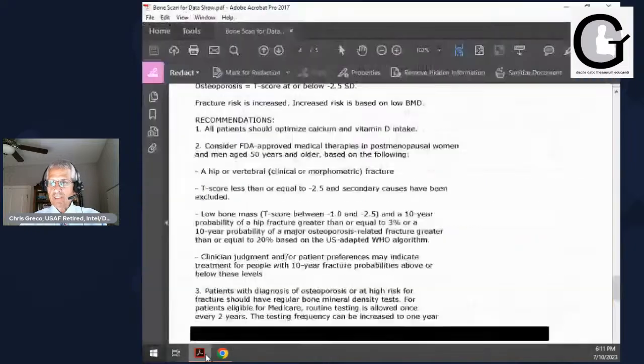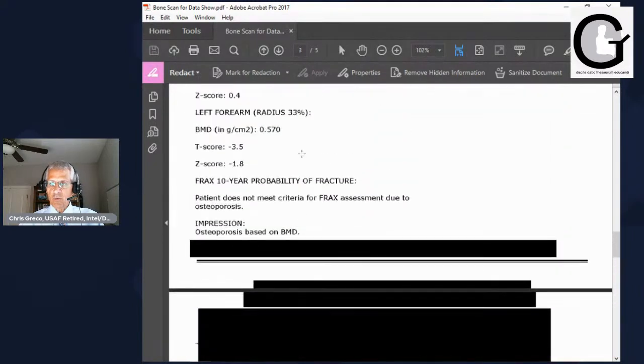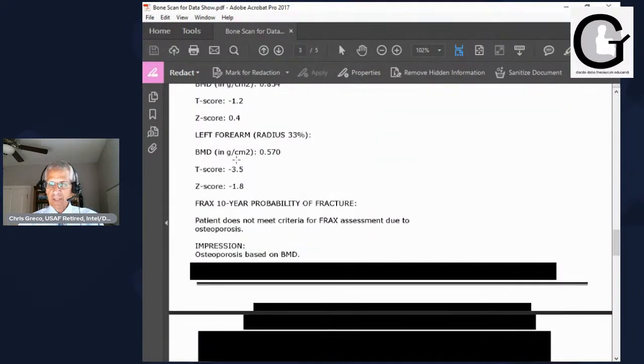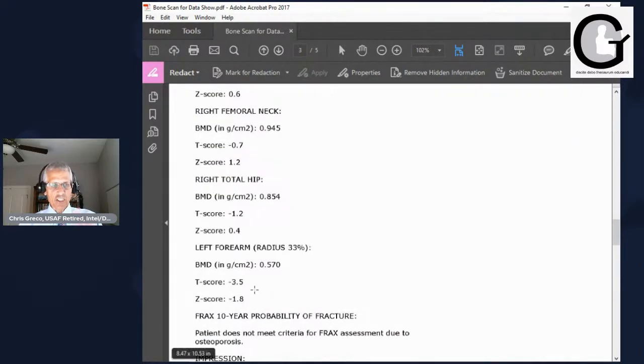So what they did in this one right here, they took the lowest BMD T score, which was this one right here. And from that, they diagnosed osteoporosis. Not from these other ones, because the other ones did not show osteoporosis. It showed some osteopenia based on the WHO standard, but it did not show osteoporosis.